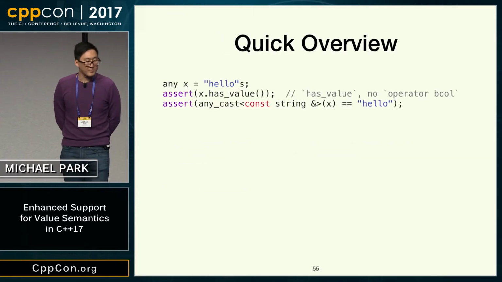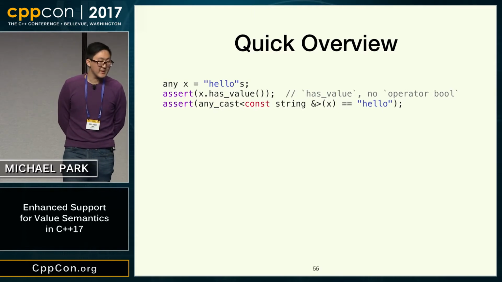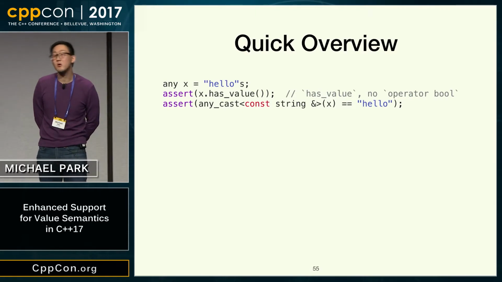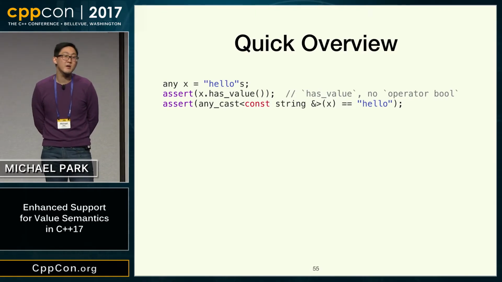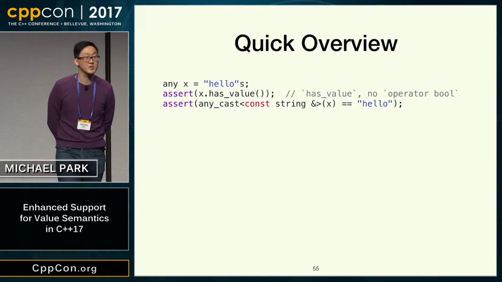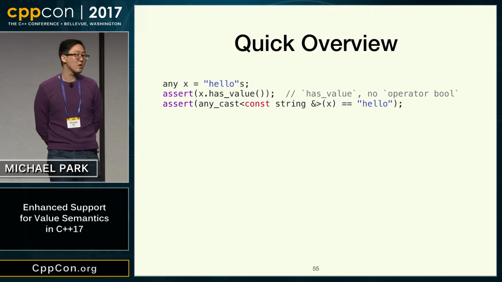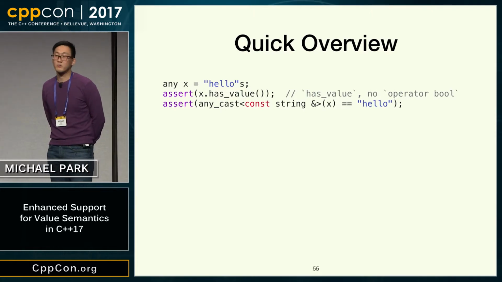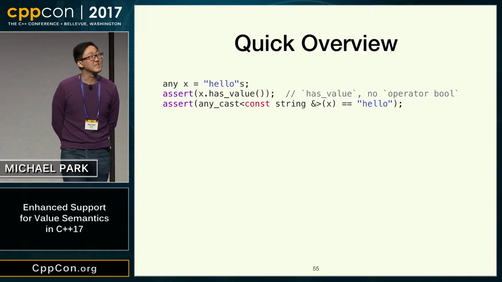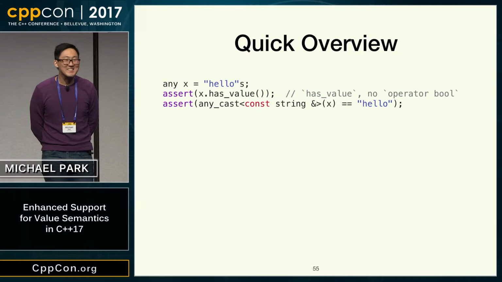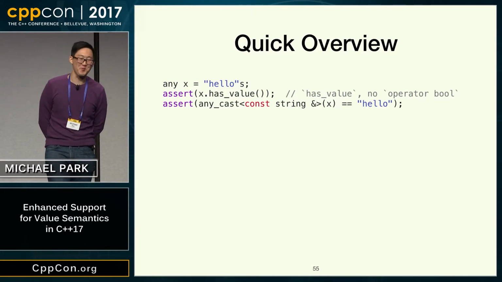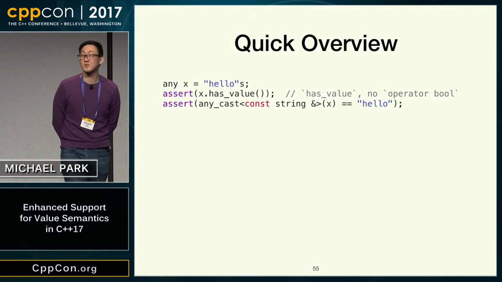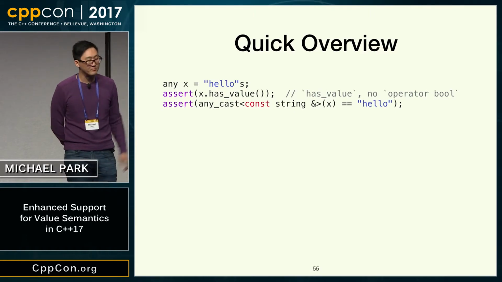Here's another overview of the API. We can have any x. Notice that this is no longer a string literal, because if it was a string literal, then any will decay that into a pointer and store the pointer instead. So I've got the string literal with the s suffix, which constructs a temporary string out of a string literal, and that will allow us to actually store the instance of string inside of an any.